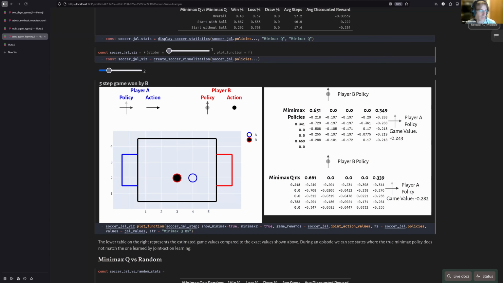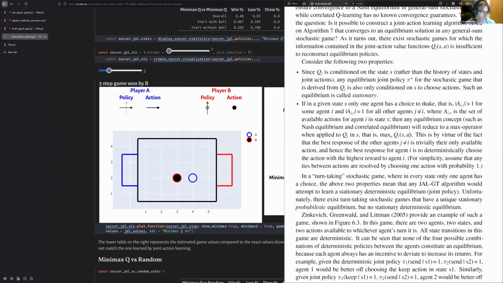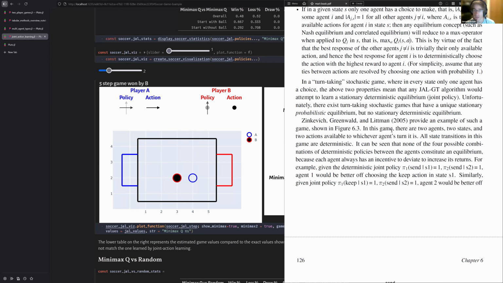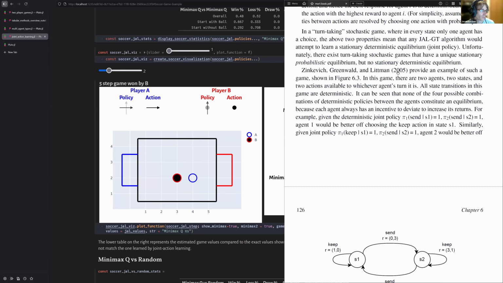Which could be fine. So then the question becomes, okay, if we have a turn-taking game like this, where only one agent can make decisions in any state, are there situations where a game like this has probabilistic equilibrium solutions? Because if that is true, then it means a joint action method cannot learn that solution, right? Because it will end up only being able to learn solutions that maximize the action values for the agent in that state. And it turns out there is a game like that, which was written in this paper in 2005.